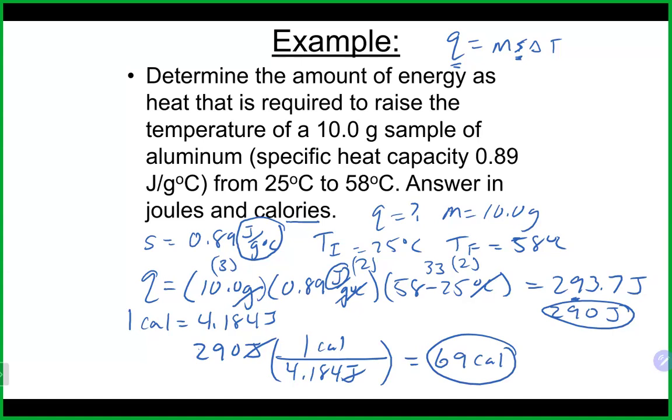This also tells us, when we look at the Q value here, it is a positive value. So this is an endothermic process that's occurring, and we see that as a result of the temperature increasing. The only way it went from 25 degrees up to 58 is that it had to pick up some energy. Any questions on that one? Okay.